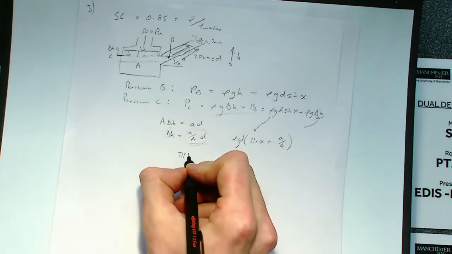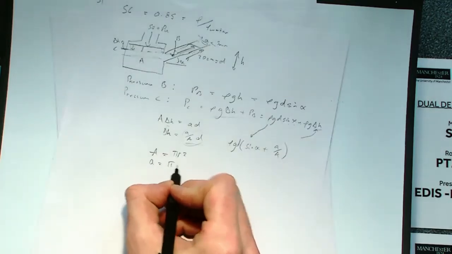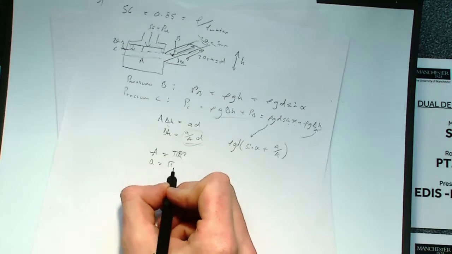I'm supposed to be teaching things. They put me in charge. Pi r squared for your area, right? It's the same for this one, I guess. We'll call that capital R. You get the gist, right?